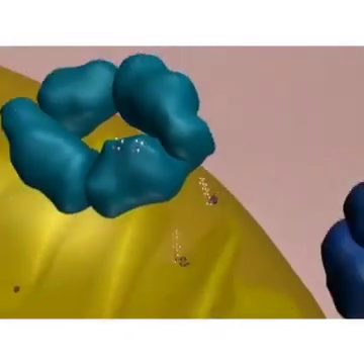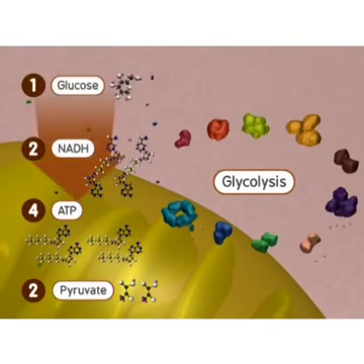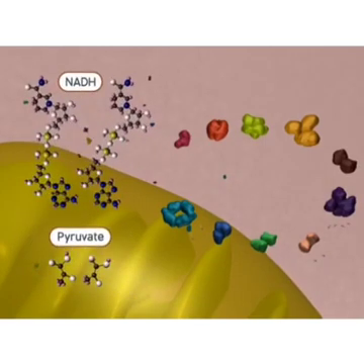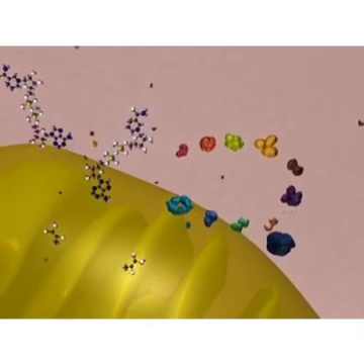At this point, 2 pyruvate molecules, 4 ATPs and 2 NADHs are formed from each glucose that was broken down in glycolysis. The pyruvates and NADHs could be used in aerobic respiration to produce more energy for the cell.